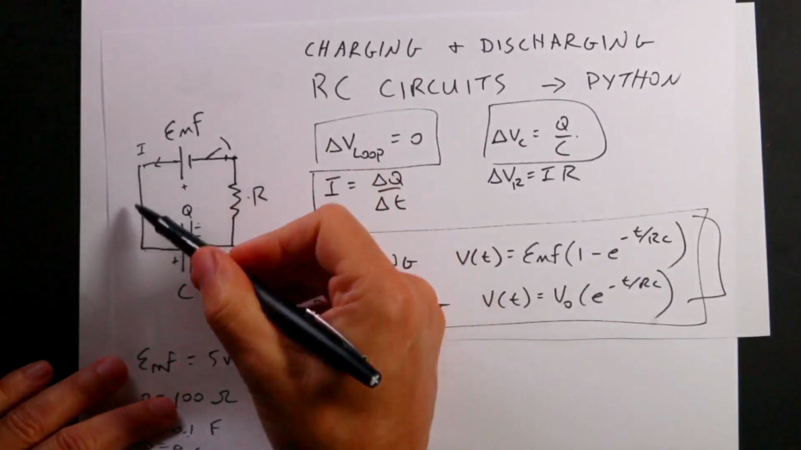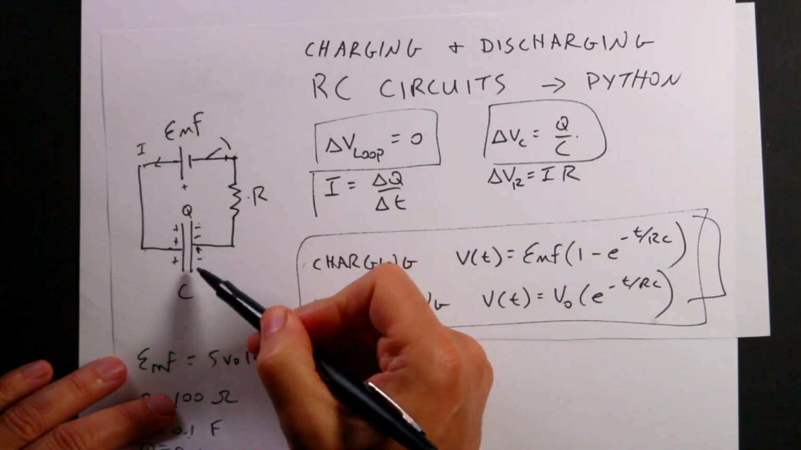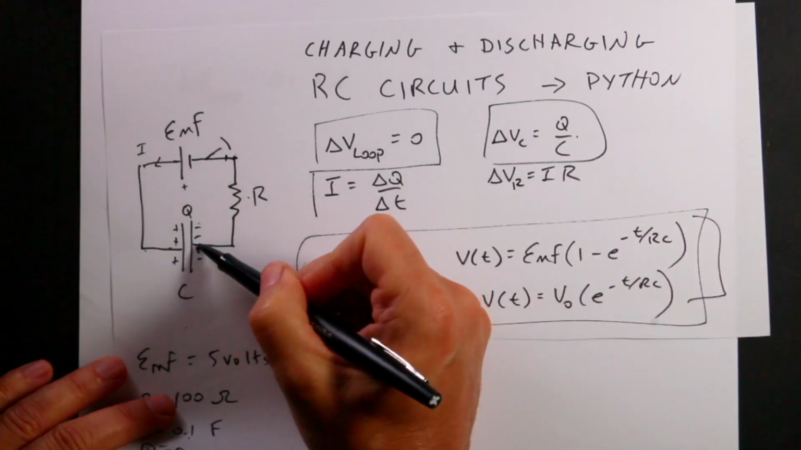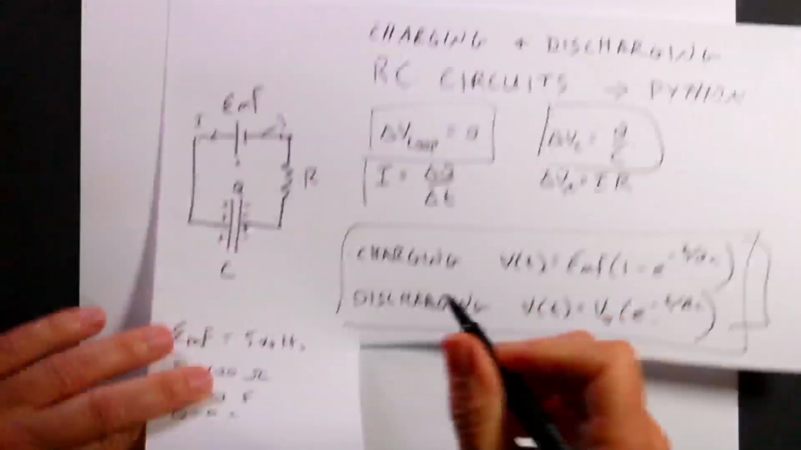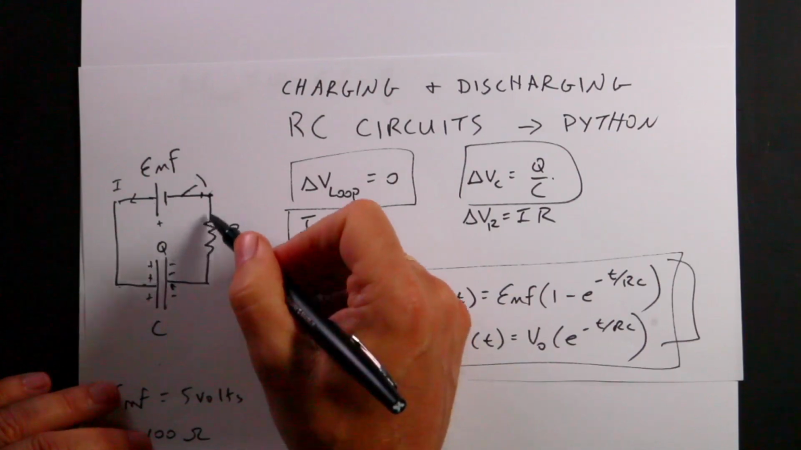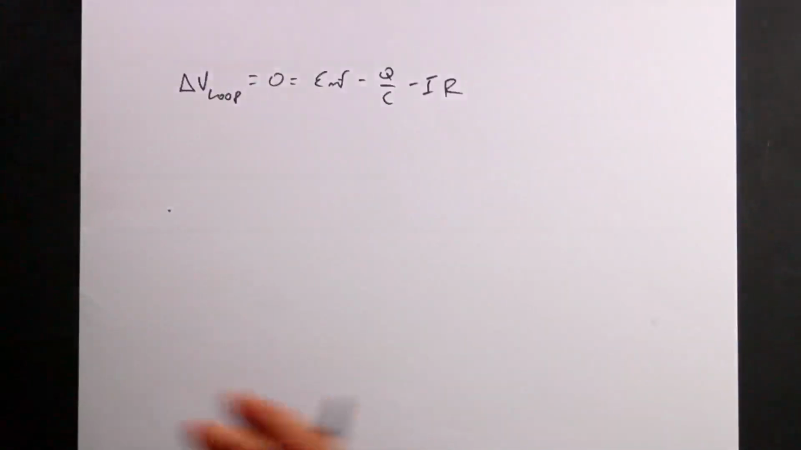Now I'm going to come down here and go across the capacitor, and I'm going from positive to negative. So the change in potential across this is going to be negative Q over C, because it's a negative value, so it has to be minus Q over C. And now I'm going with the direction of the current, so the voltage drop across this is going to be minus IR. Okay, so there's my equation.